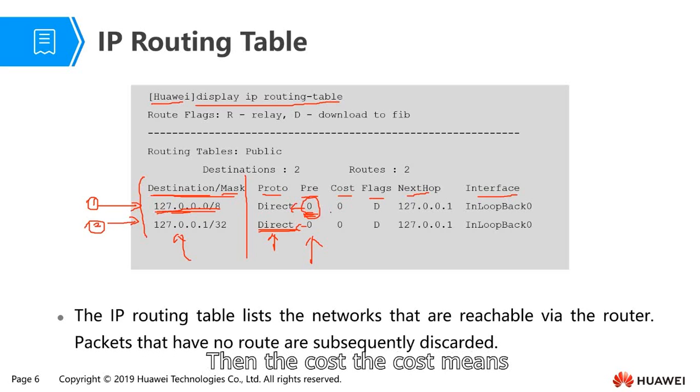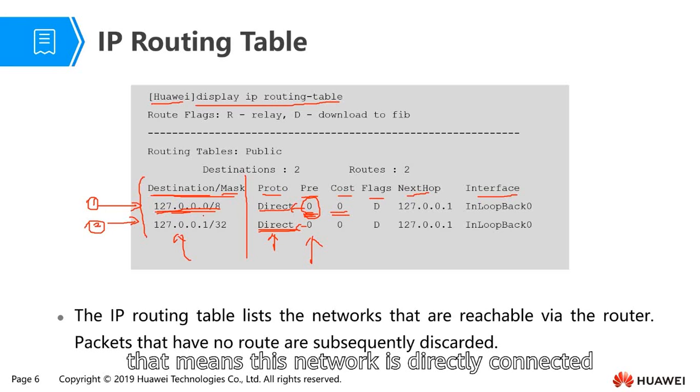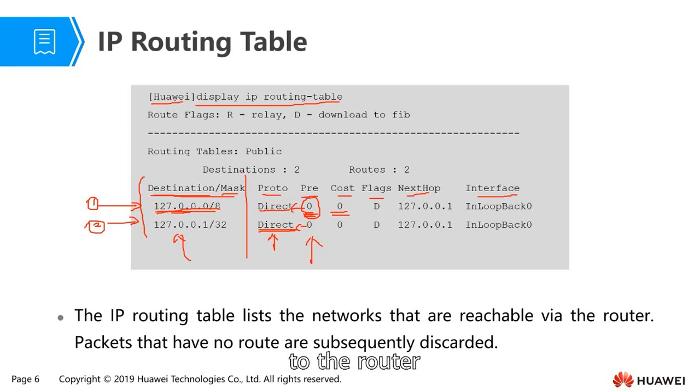Then the cost. The cost means the distance from this router to the destination network. Because this network is directly connected to this router, the cost is 0. If it's a far away network, then the distance must not be 0.